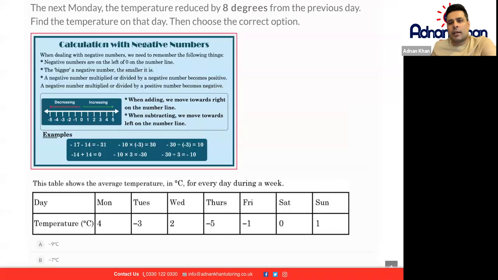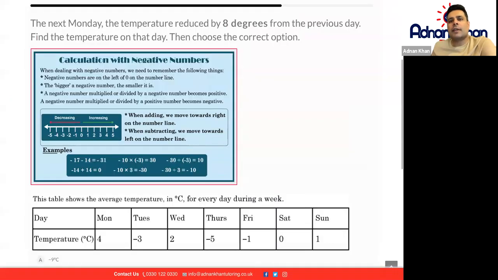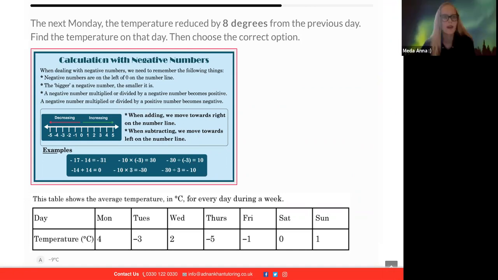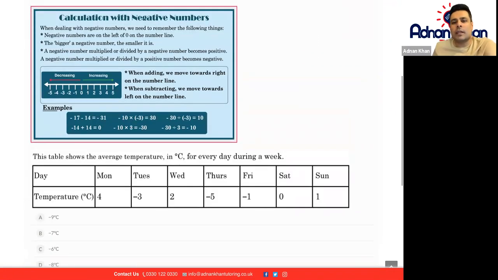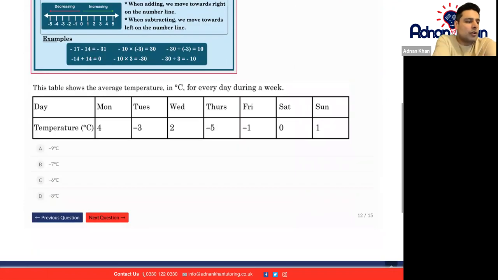All right, and let's try the next one as well, Meda. The next Monday, the temperature reduced by 8 degrees from the previous day. Now, what's the previous day before Monday? Sunday. So if Sunday was 1 degree, what will be the temperature?